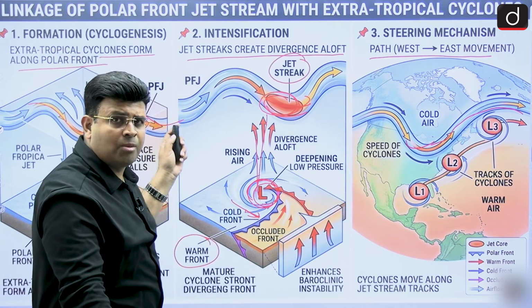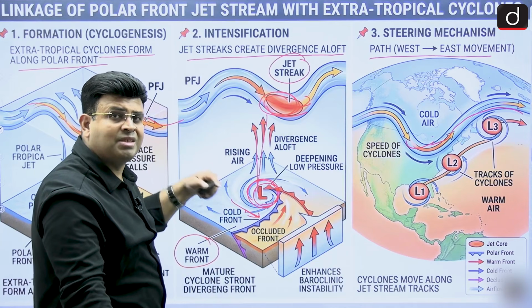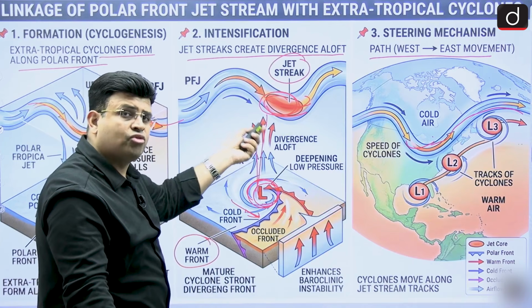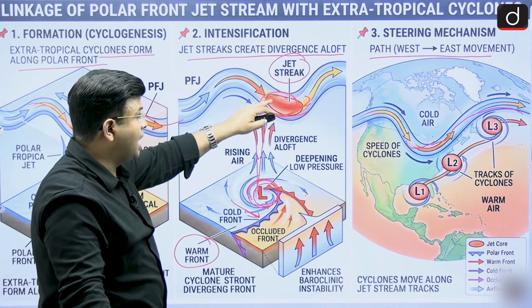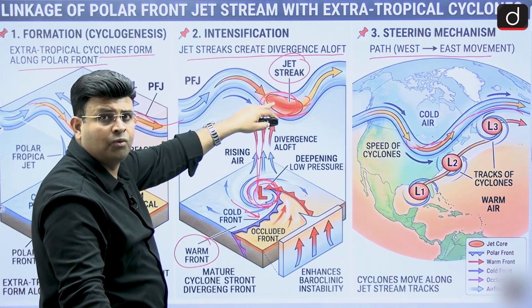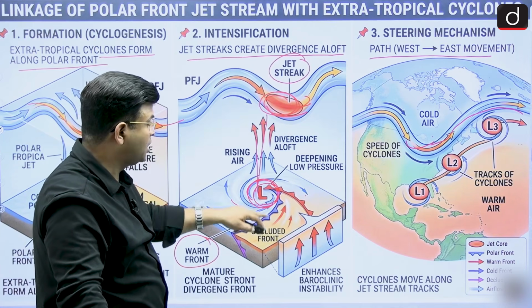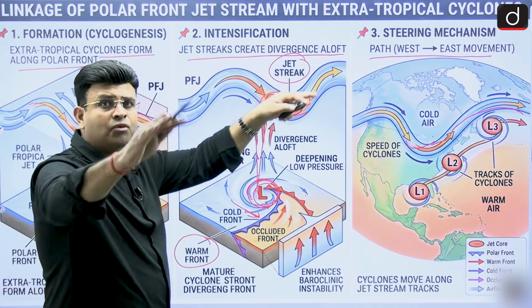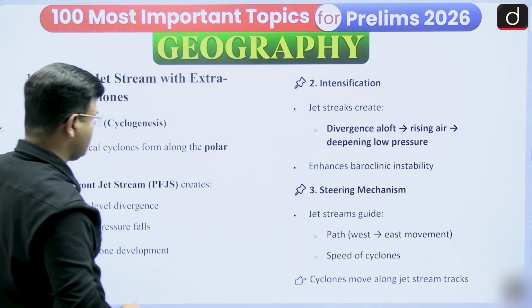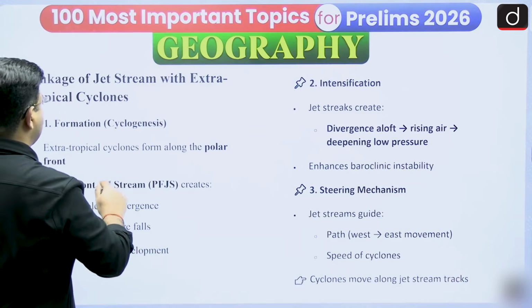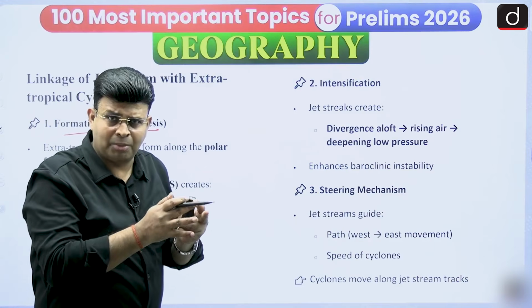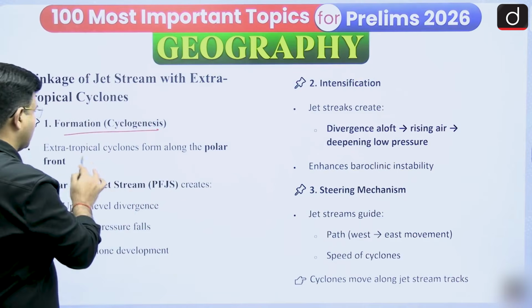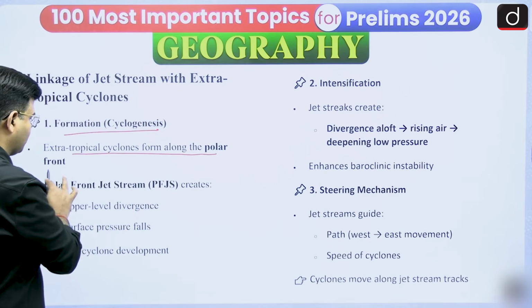So what I am talking about is that the polar front jet stream is associated with the extratropical cyclone, and it drags it from west to east. The jet streak is very important, where the wind speed is very fast because of the upward-moving air, and air is diverging aloft faster. Here is the linkage of the jet stream with extratropical cyclone formation, where the formation of temperate cyclone low pressure is happening, that is cyclogenesis.